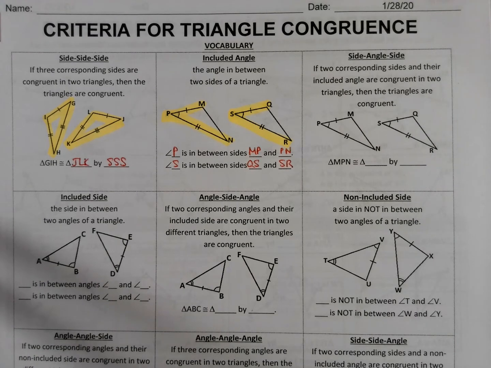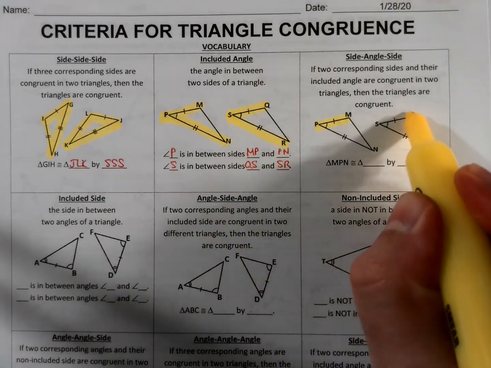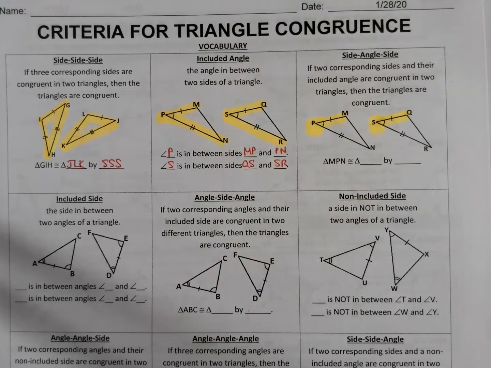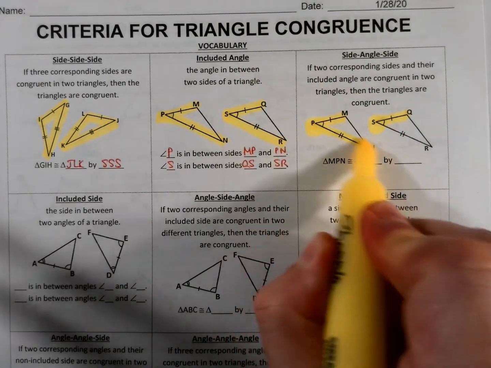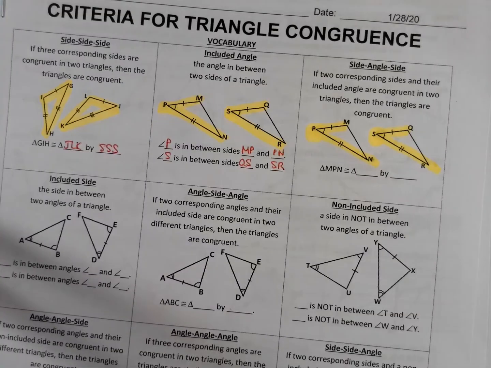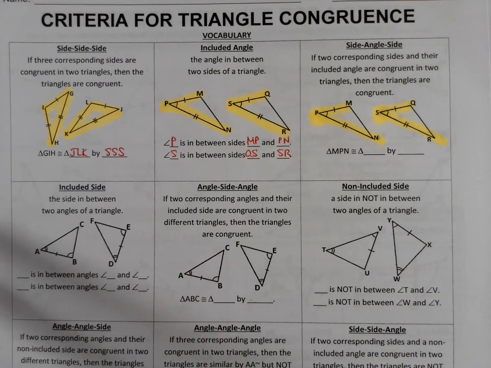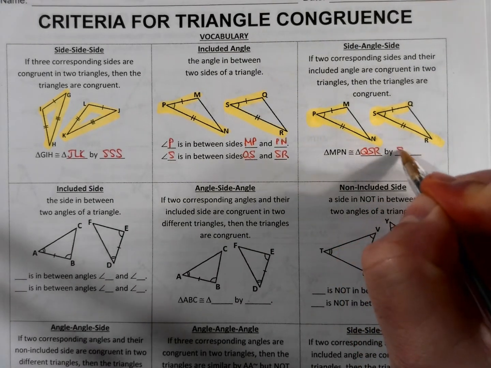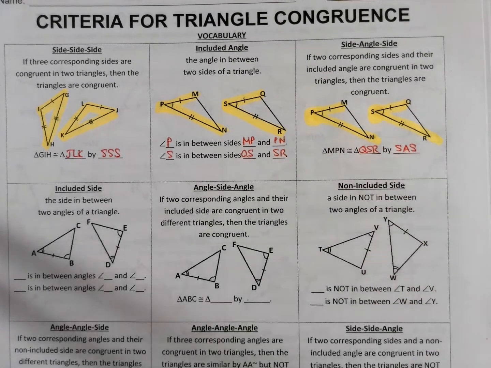Side, angle, side. Two corresponding sides and their included angle are congruent in two triangles. Triangles are congruent. So here we have MP congruent to QS, we have angle P congruent to angle S, and we have PN congruent to SR. So we say that triangle MPN is congruent to triangle QSR by side, angle, side.